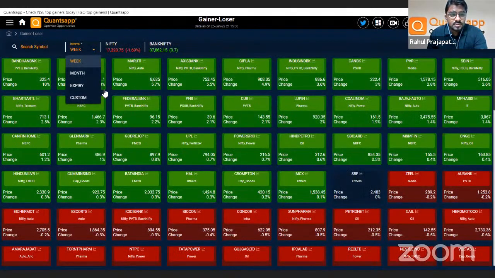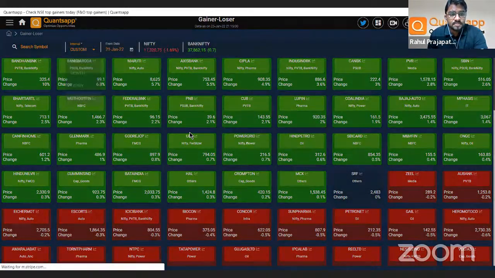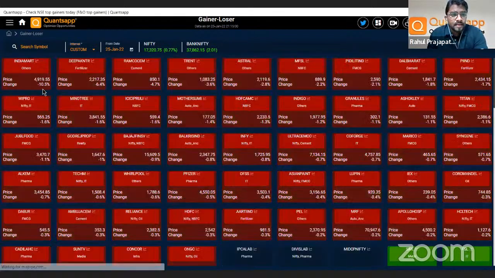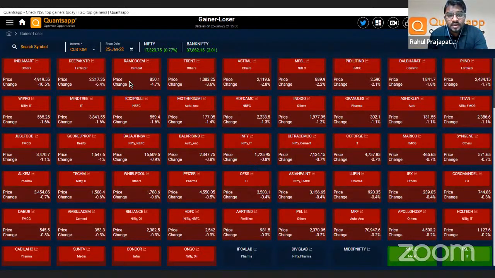Now let's come to the top gainers of the last session. In the last trading session we can see Zeel moved up by 7%, Bank of Baroda almost 7%, and Axis Bank after the results is around 7%. On the downside, we can see India Mart, Deepak Nitrite, and Ramco Cement. So these are the top losers.